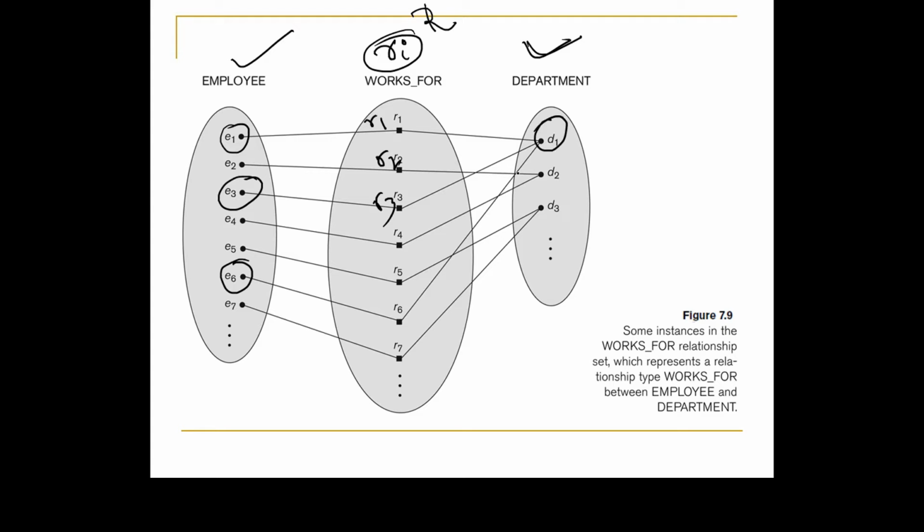Okay, and employees E2 and E4 work for department D2, and E5 and E7 are both related to department D3. They work for department D3. So in your diagram, relationship types are displayed as diamond shaped.